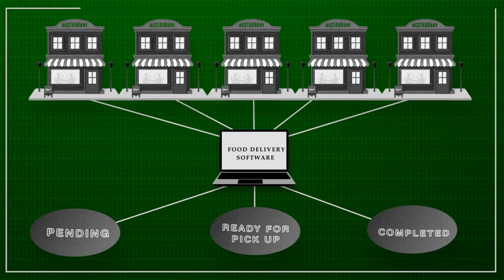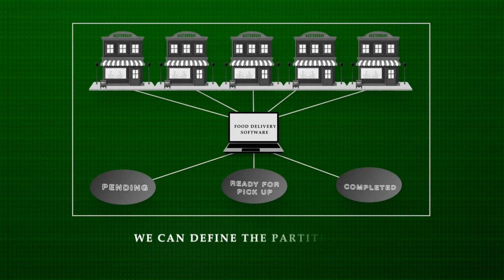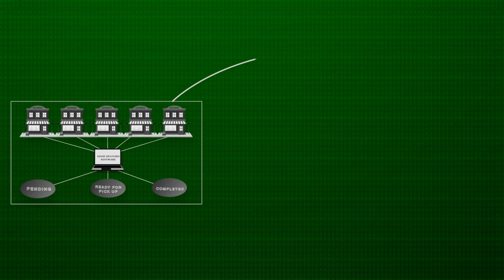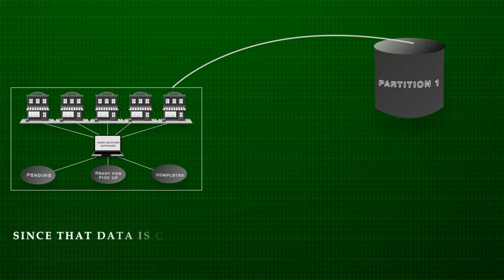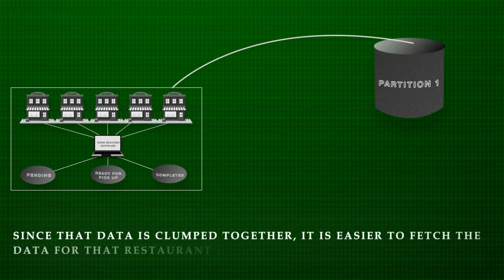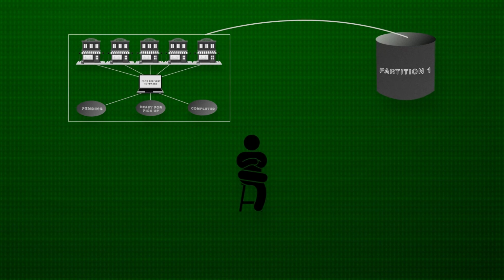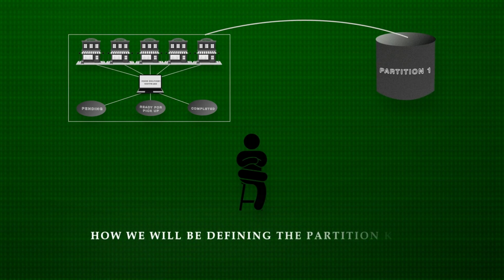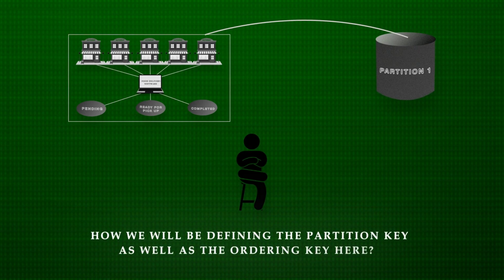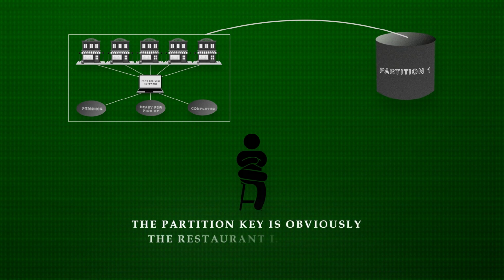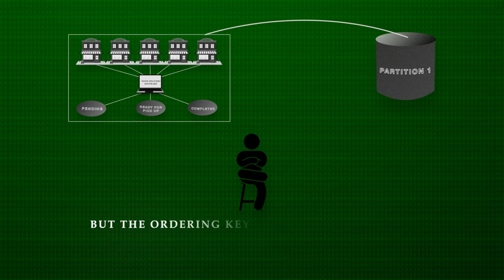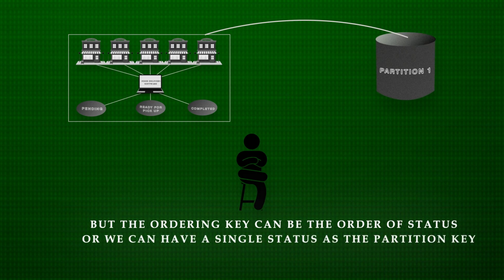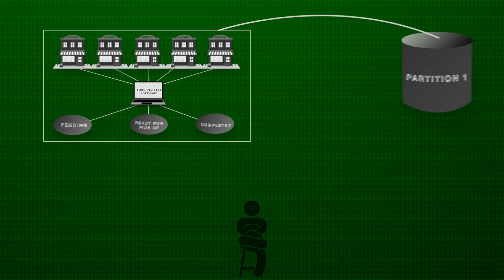So what we can do here is that based on the restaurant, we can define the partition key. So we know that the data of a single restaurant goes to one single partition. Now, since that data is clubbed together, it is easier to fetch the data for that restaurant in one go. Now we can think about how we will be defining the partition key as well as the ordering key here. Well, the partition key is obviously the restaurant ID here, but the ordering key can be the order status, or we can have a single status as the partitioning key. Let's think about the difference here.